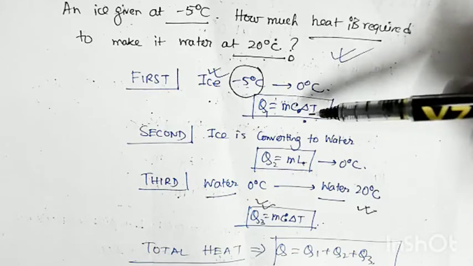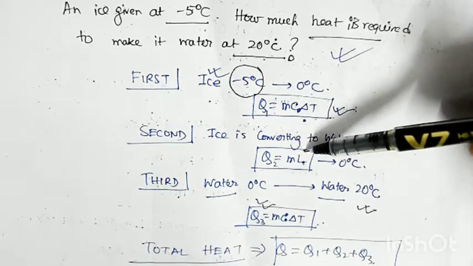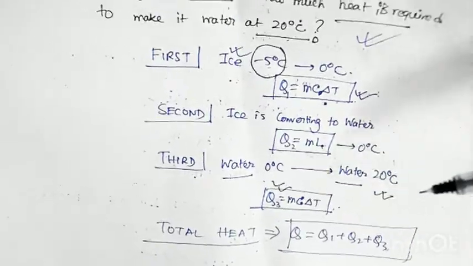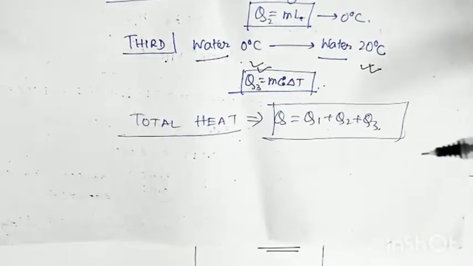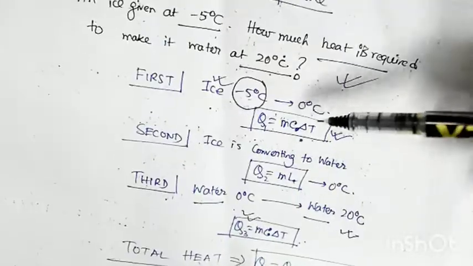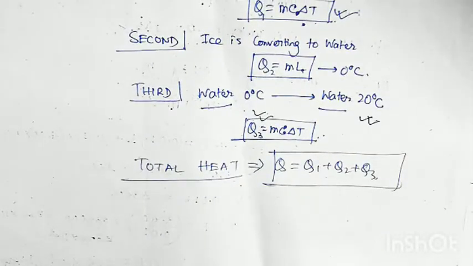When there is temperature change, we use the first formula. When there is phase change, we use the second formula of latent heat. And again for temperature change, the same. And after that, if you are asked how much total heat was required, it is very simple: Q1 plus Q2 plus Q3. We will just add these 3 and we will get the final answer. So this is how we are going to solve the numericals. Let's start with number 1.